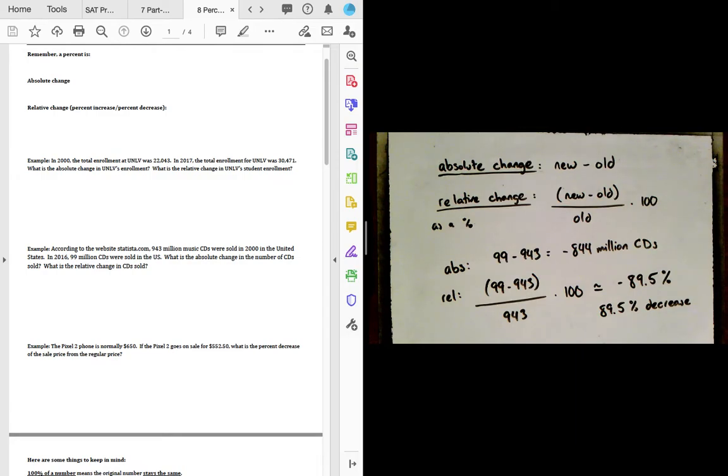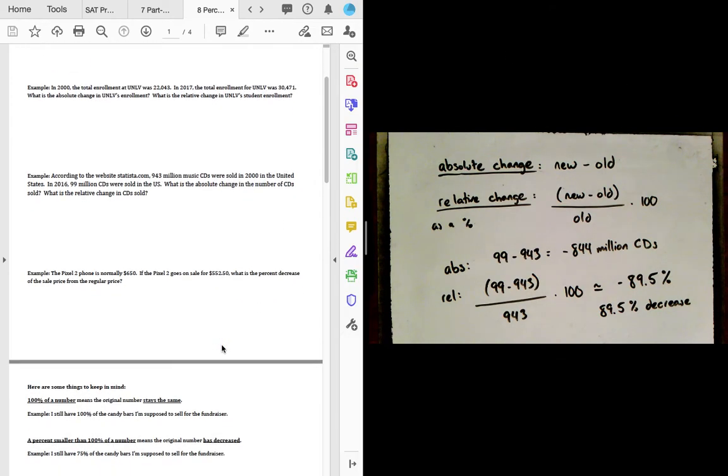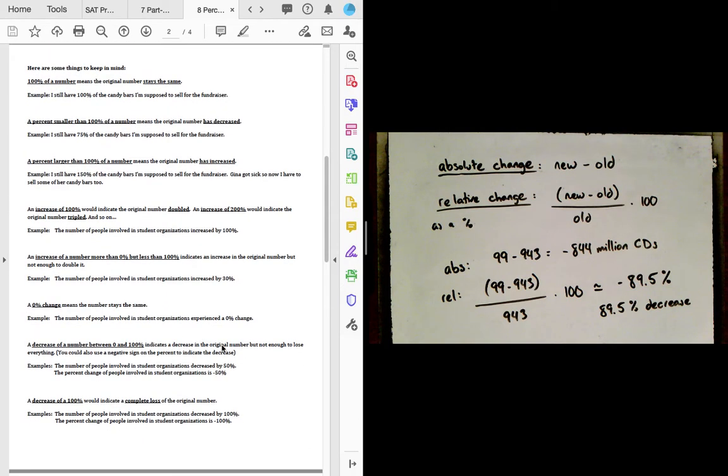So now that we've talked about absolute and relative change, we want to talk about some other important ideas with percentages to keep in mind. The first thing I want to talk about is the difference between these statements that I have here: of a number and increase or decrease. These mean different things when we're talking about percentages. And so what we're looking at with relative change is an increase or a decrease.